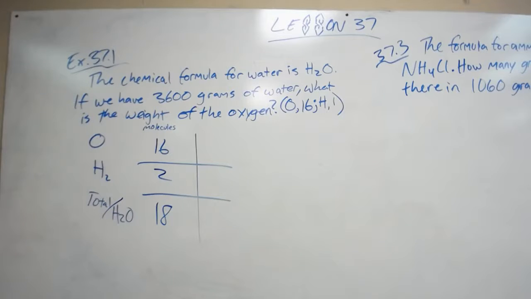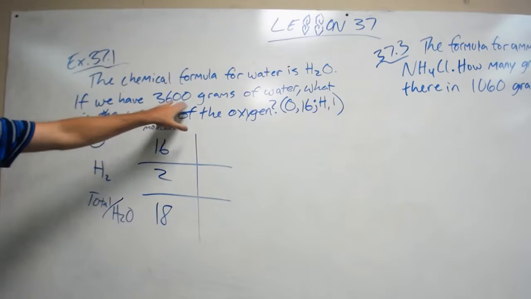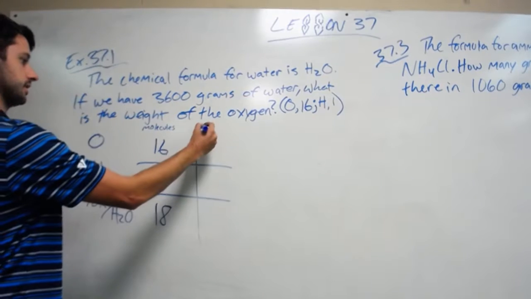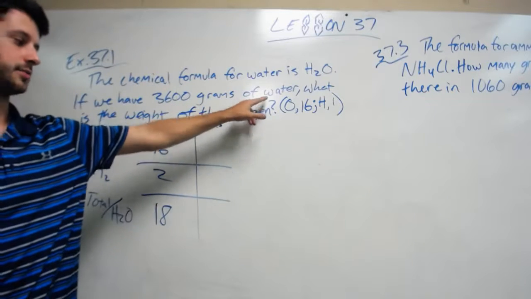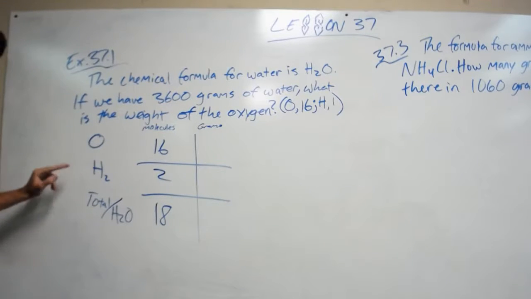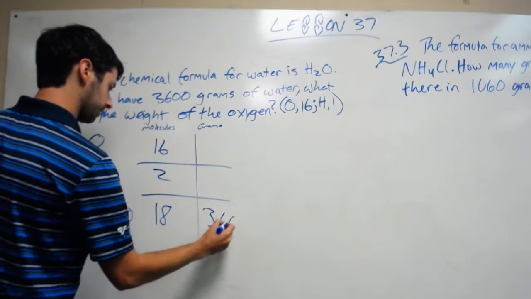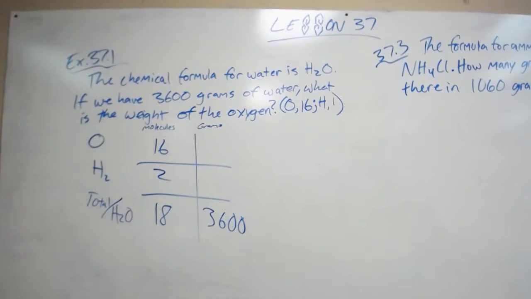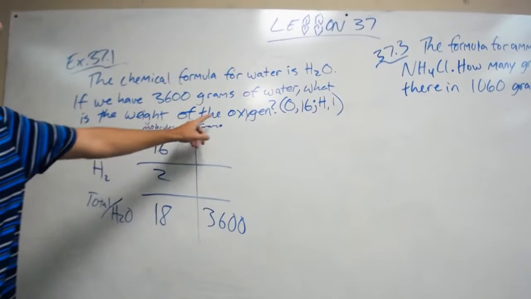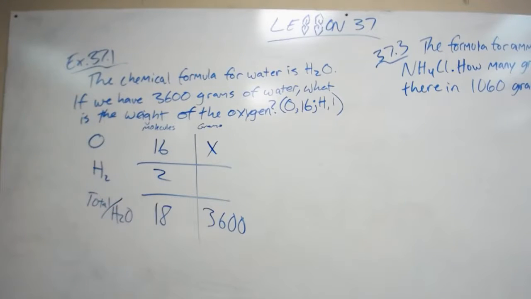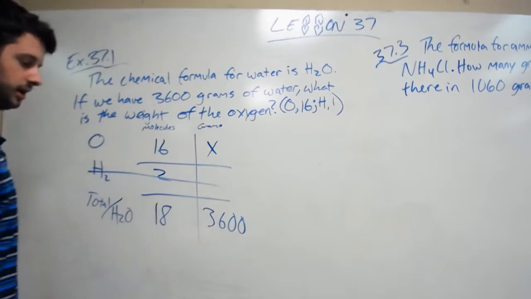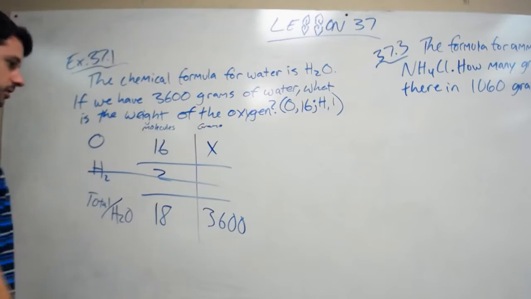18. Then we look at what else it gives us. We have 3,600 grams of water. Okay, so I guess this is referring to our grams, our weight. So which one of these is water? Not oxygen, not hydrogen, but the third one. So we plug that in. And then we find what we're looking for. It says, what is the weight of the oxygen? So that means we're looking for X. X marks the spot. We can solve with a ratio here.